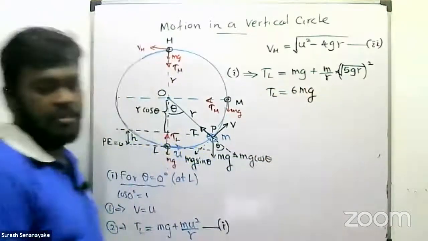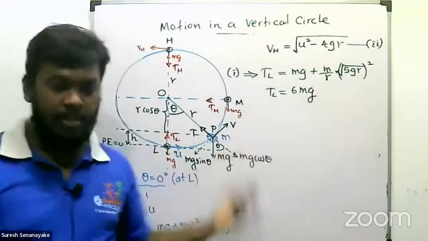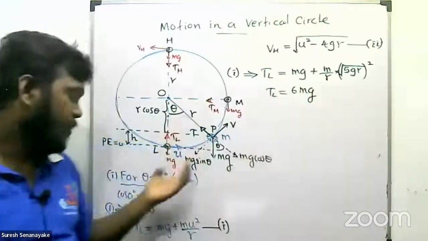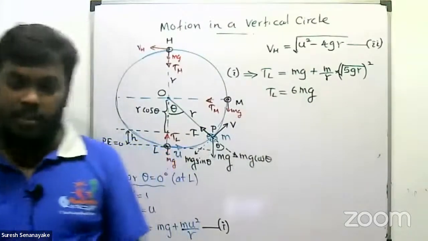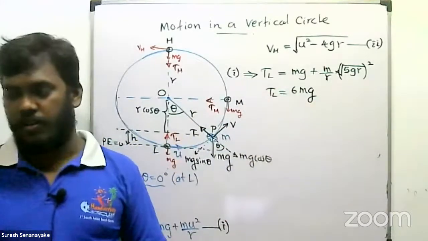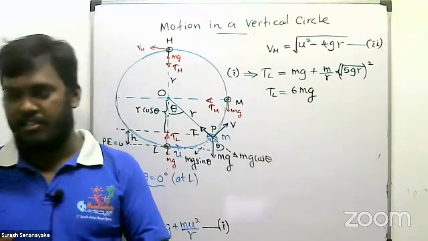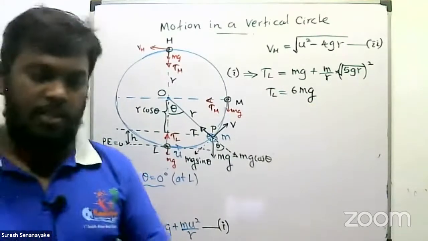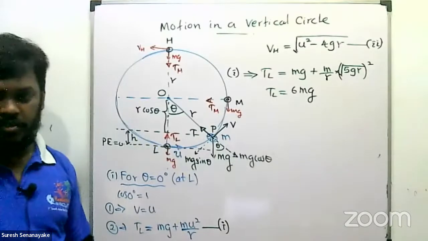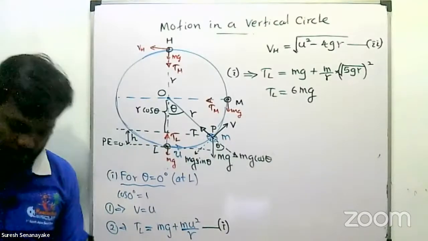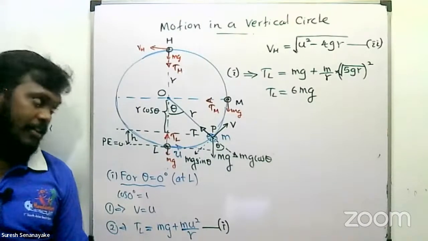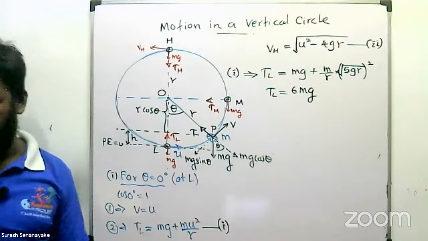This is the tension. That means at least this much tension should be there because I am applying the minimum velocity there. So this is the minimum tension at the lowest point of the string. To complete this circle, there should be 6mg tension in this string at the lowest point. That means a strong enough string should be there. If it breaks at 3mg, what happens? It cannot move in a circle.